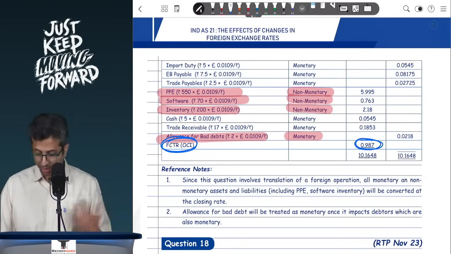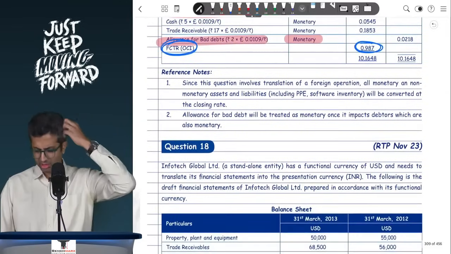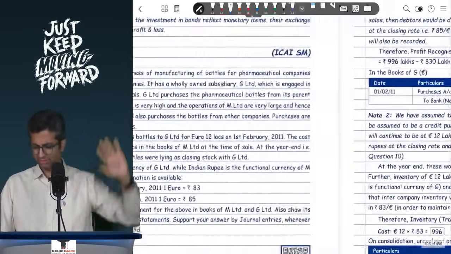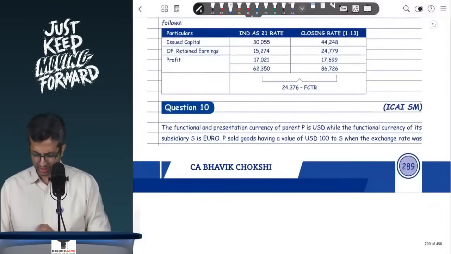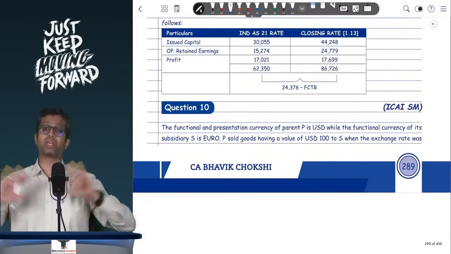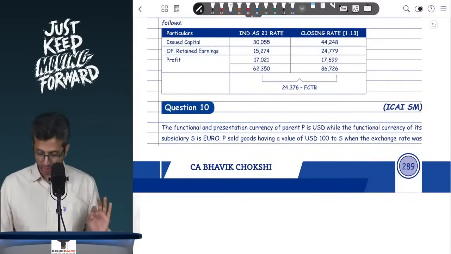So this is pertaining to question number 17. Now 18 is also similar. We'll probably review the other questions. So this takes care, in my opinion, of all the most important questions.